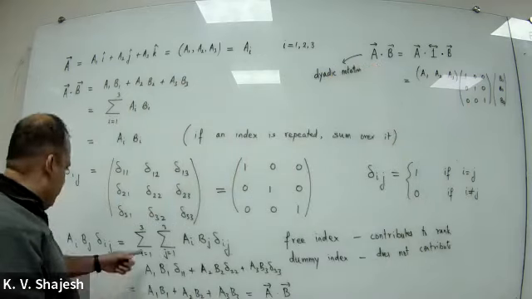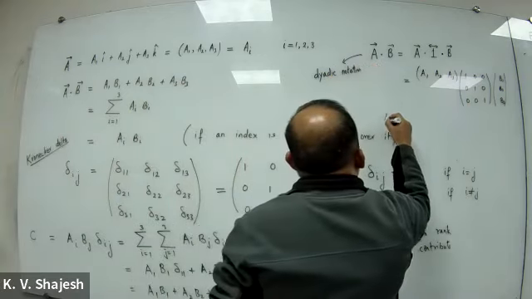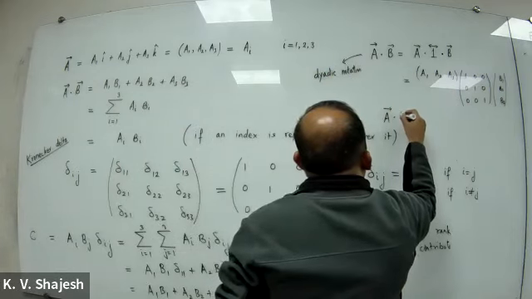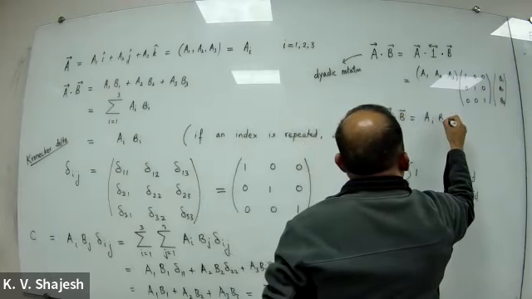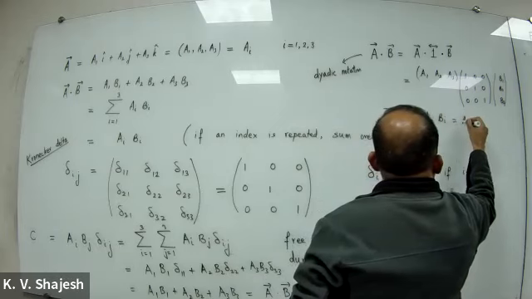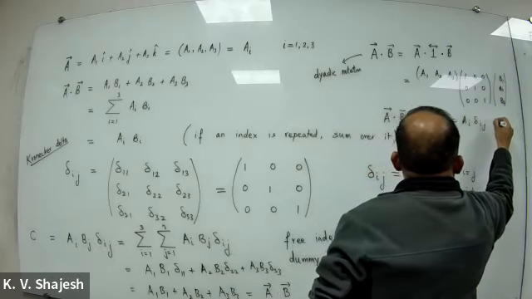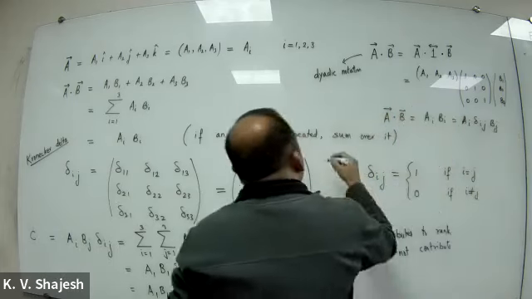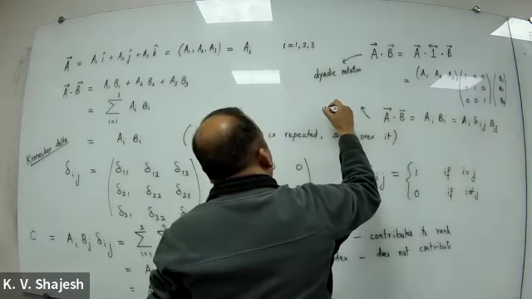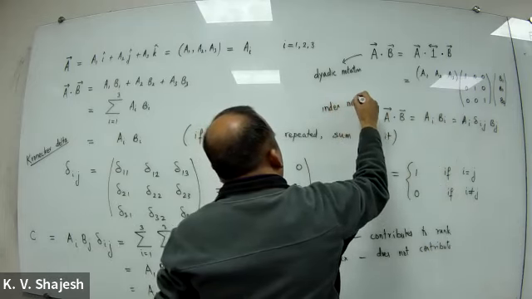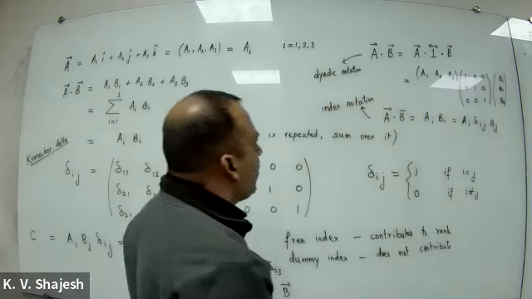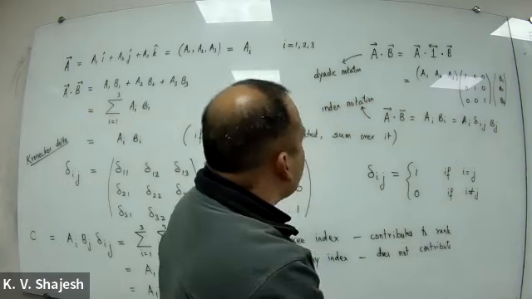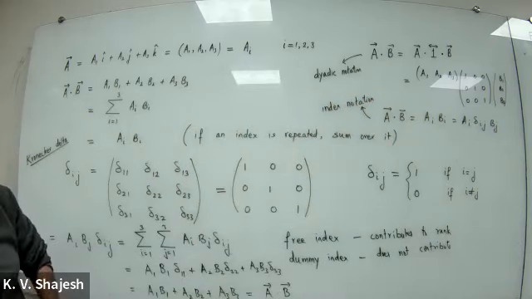And here, another way of writing A dotted with B is A_i B_i or A_i delta_ij times B_j. This will be the index notation. Just for convenience, because we will have vector operations often, whenever we want to do some operations, we will use this.